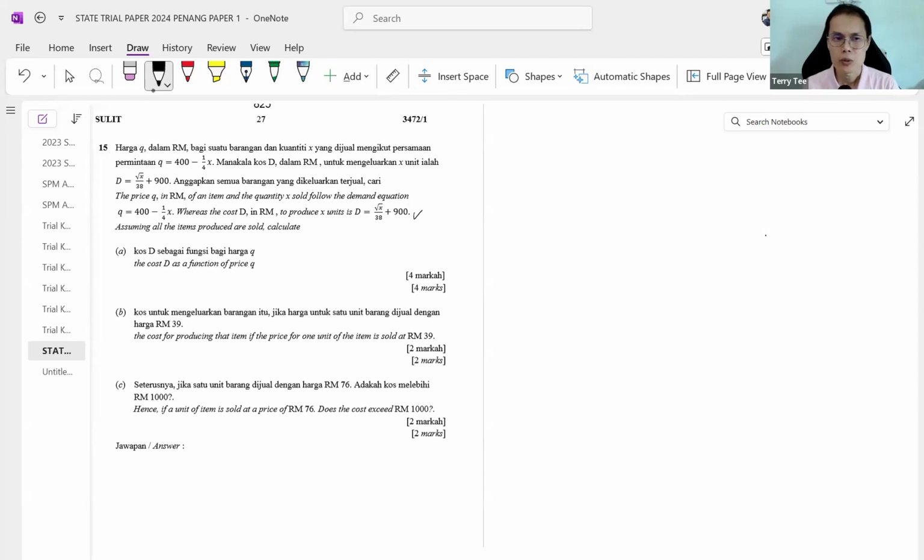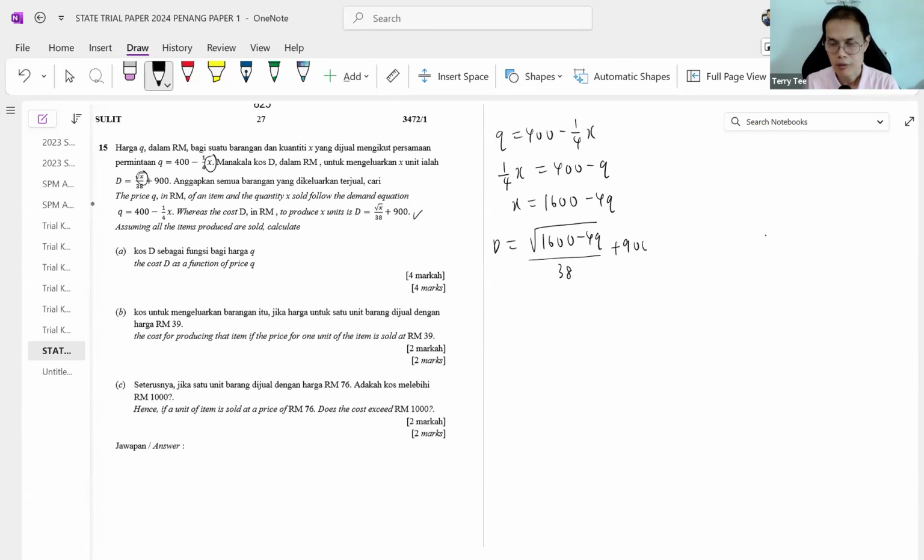So if you want to find D in terms of Q, notice they share the same variable X, right? So I want to get rid of X. So we go back to Q equals 400 minus 1 over 4X. Go back to this equation, make X the subject. Rearrange it: 1 over 4X equals 400 minus Q. Multiply everybody by 4. 400 times 4 is 1600, minus 4Q. Take this X value, sub inside your D. Your D is square root of X, which we can substitute inside: square root of (1600 minus 4Q), divide by 38, plus 900.